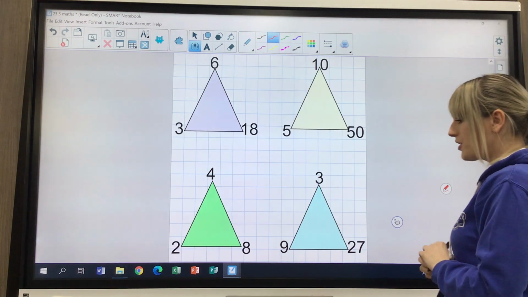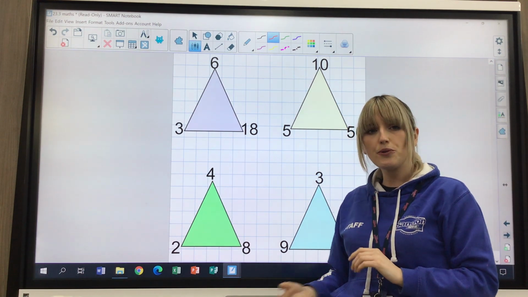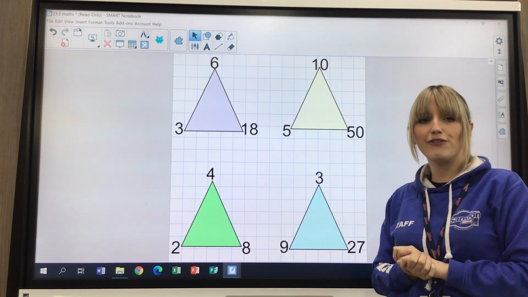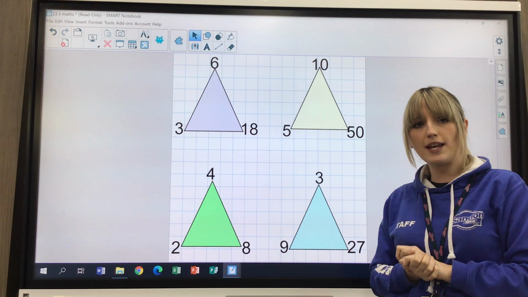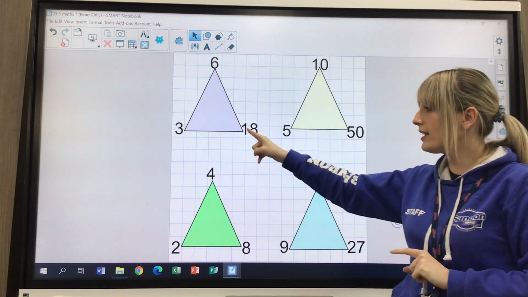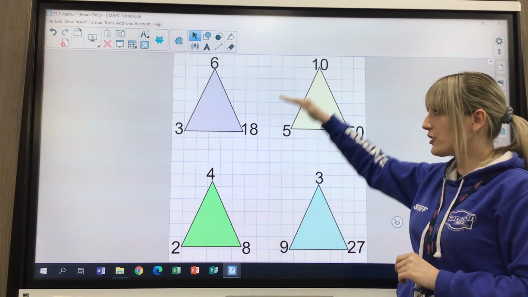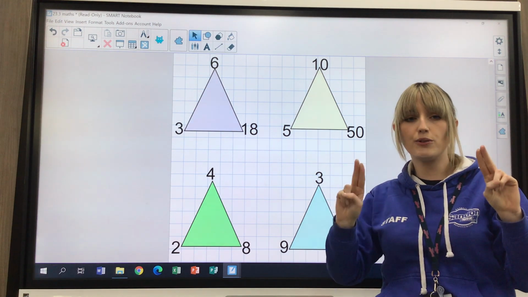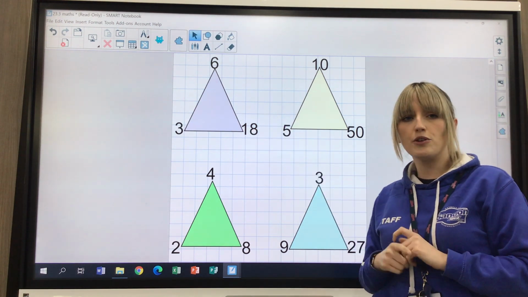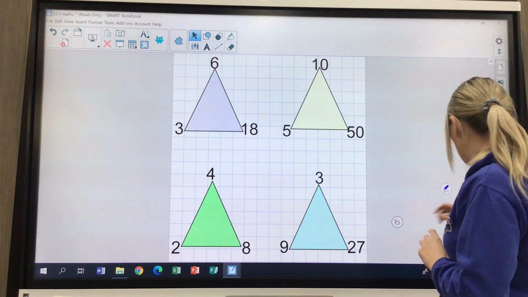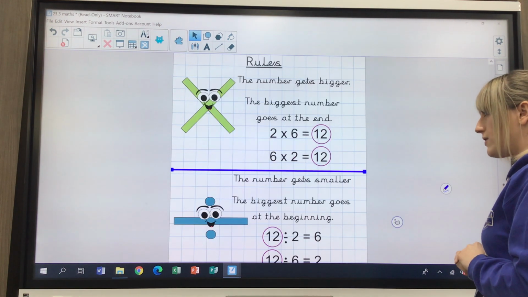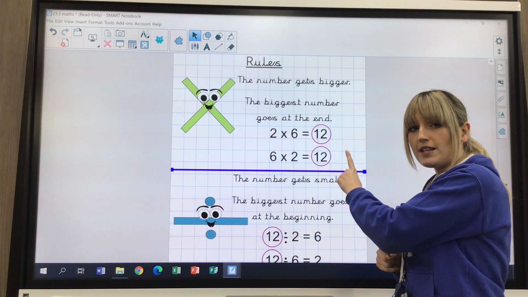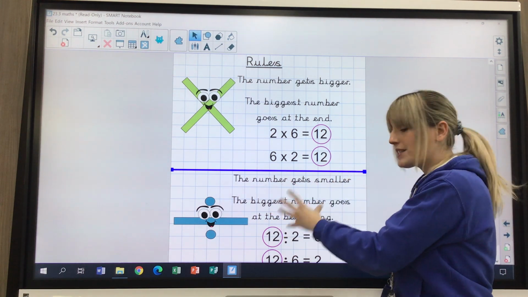Okay then. So your task for today is to create your 4 number sentences for each number family. So what I'd like you to do in your purple book, you can draw each triangle, and next to each one I would like to see 4 number sentences, so 2 multiplication, 2 division, using those numbers. So you need to follow the rule today. So I'll go back to my rule page so you can use this in your book to look at. Remember, when we multiply, the biggest number's at the end. When we divide, the biggest number's at the beginning.